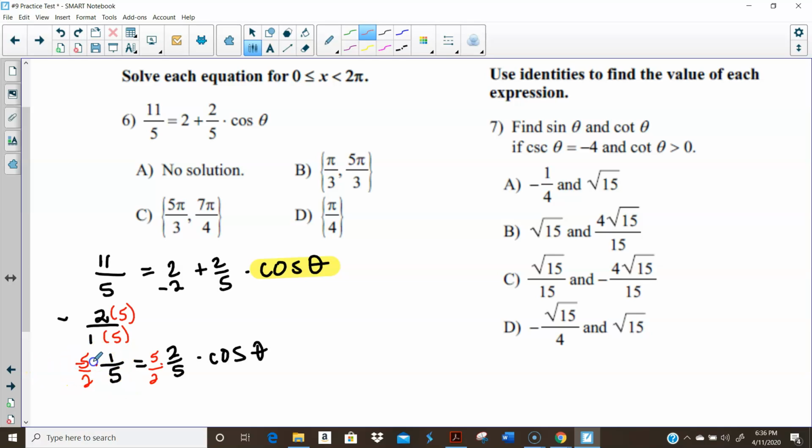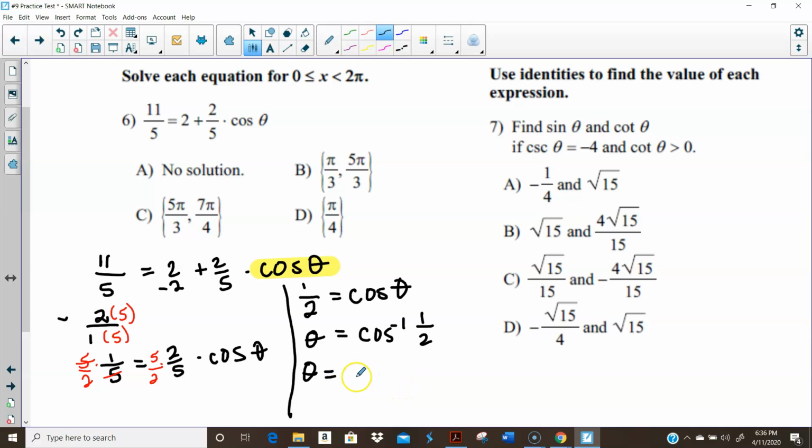5/2 times 1/5 is equal to 1/2. So 1/2 equals cosine theta. So you're going to ask yourself, where is theta equal to 1/2? So it's the inverse cosine of 1/2. So cosine's positive in the first quadrant, it's equal to 1/2 at pi over 3. And in the fourth quadrant, it's equal at 5 pi over 3. So our answer is B.